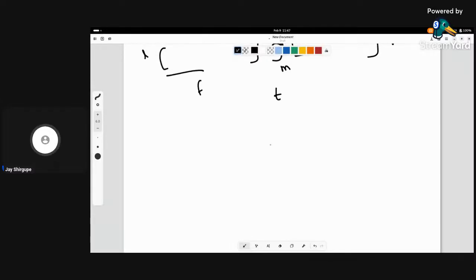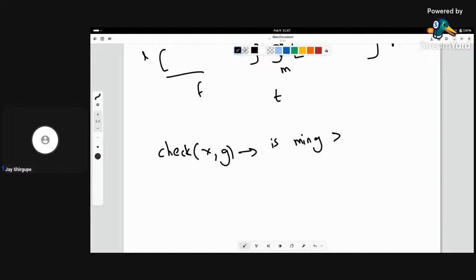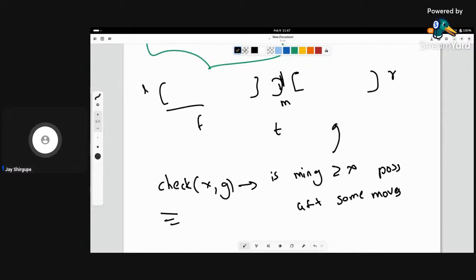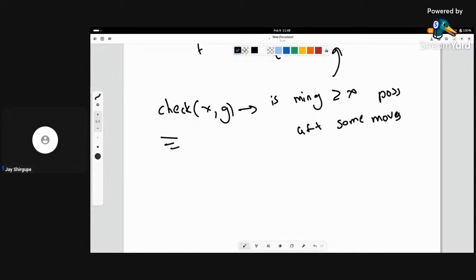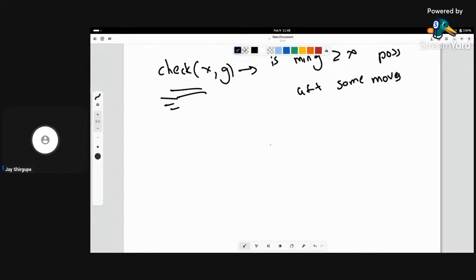So basically, what we are saying over here is that if we define our check function, check of x, as: is the minimum value in g greater than or equal to x possible after some moves, then you return true. If we can implement this check function, then we can basically use binary search to find our answer. Now the question is, how do you implement this check function?